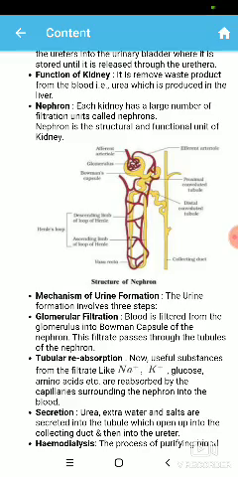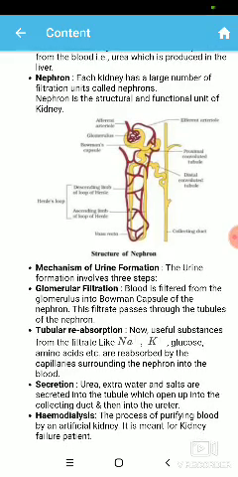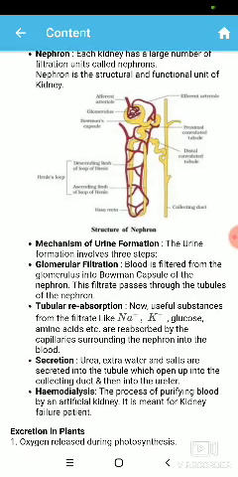Mechanism of urine formation. The urine formation involves 3 steps. First, glomerular filtration. Blood is filtered from the glomerulus into the Bowman's capsule of the nephron. This filtrate passes through the tubules of the nephrons.